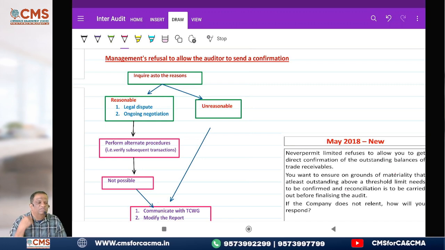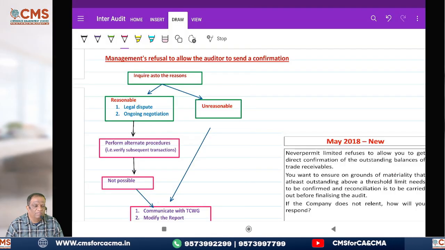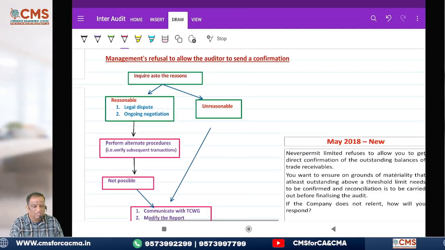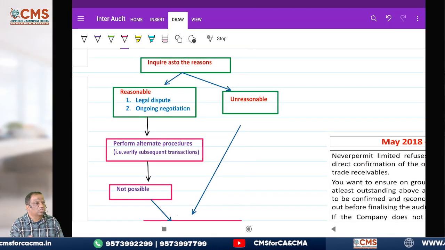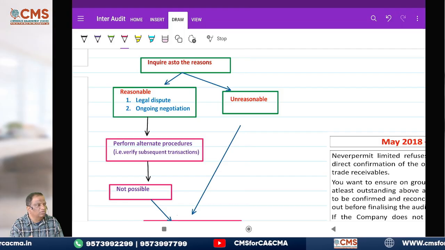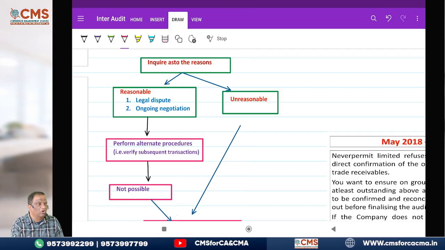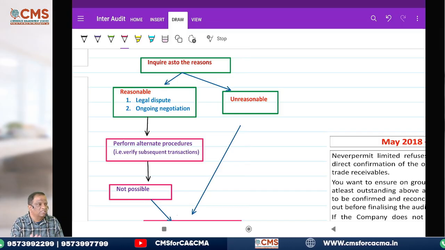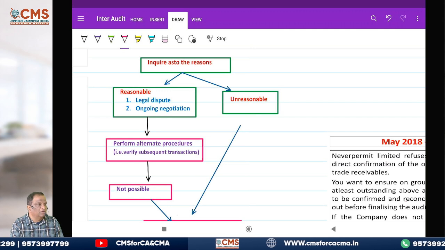But what if the management is not giving me approval? So same one, what if the management refuses to allow the auditor to send a confirmation? Then these are the steps that I have to follow. First one, inquire as to the reasons. Why they don't want me to send a letter? Is it that they are afraid that he may confirm a wrong balance? So why is that? The normal logical reasons could be which you can accept, or legal dispute or ongoing negotiation.